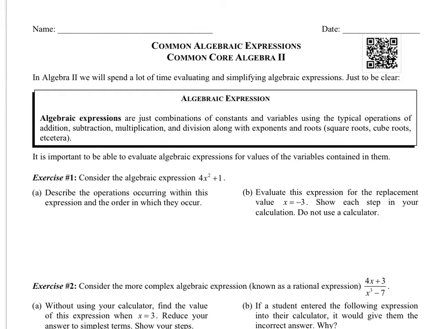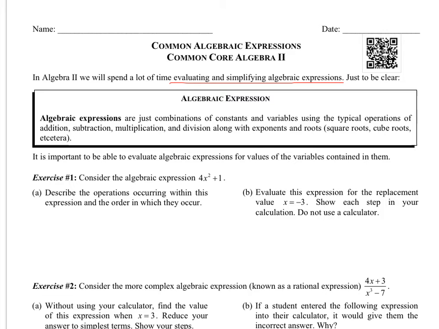Unit 1, Lesson 3. In Algebra 2, we will spend a lot of time evaluating and simplifying algebraic expressions. So just to be clear, why don't you pause the recording and write down this definition in your notes. Algebraic expressions are just combinations of constants and variables using the typical operations of addition, subtraction, multiplication, and division, along with exponents and roots, such as square roots and cube roots.